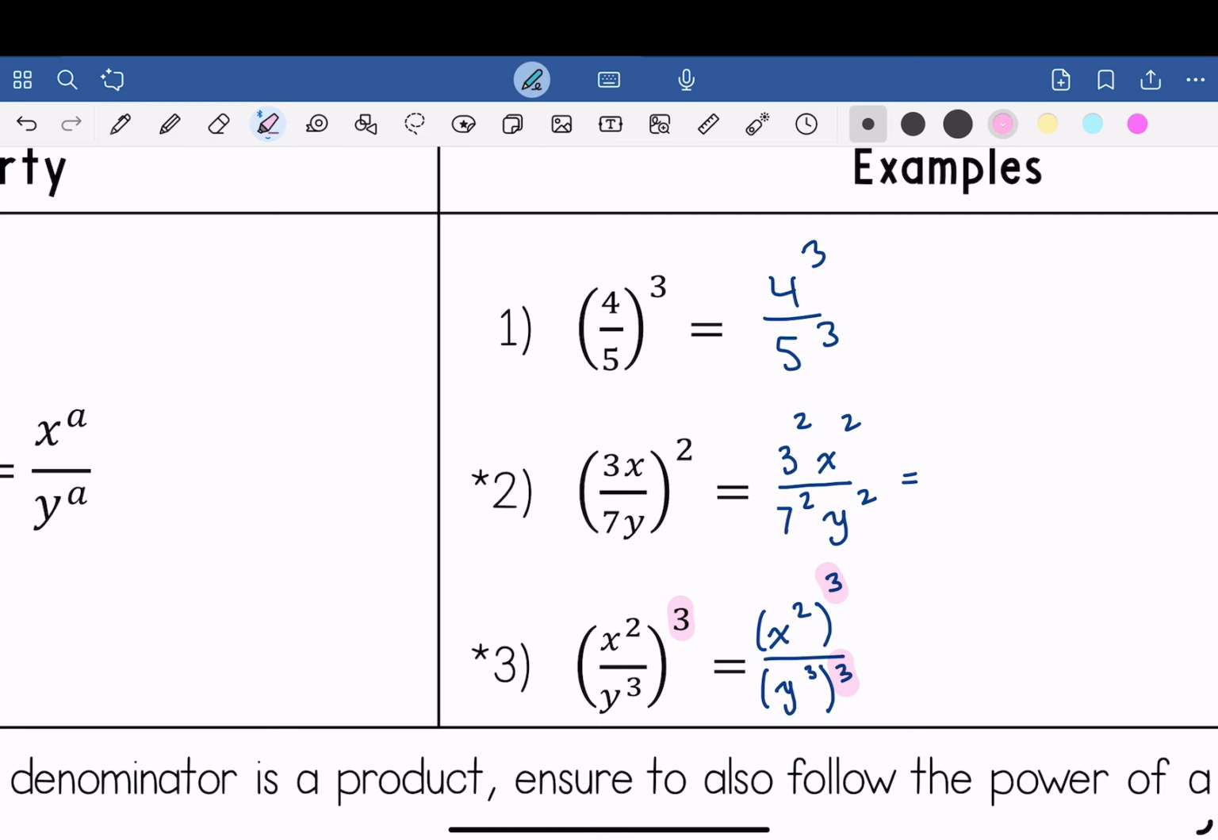Now to further simplify it, we're going to apply the power of a power rule. So this is now equal to x to the power of 2 times 3, divided by y to the power of 3 times 3, which is equal to x to the power of 6 and y to the power of 9.